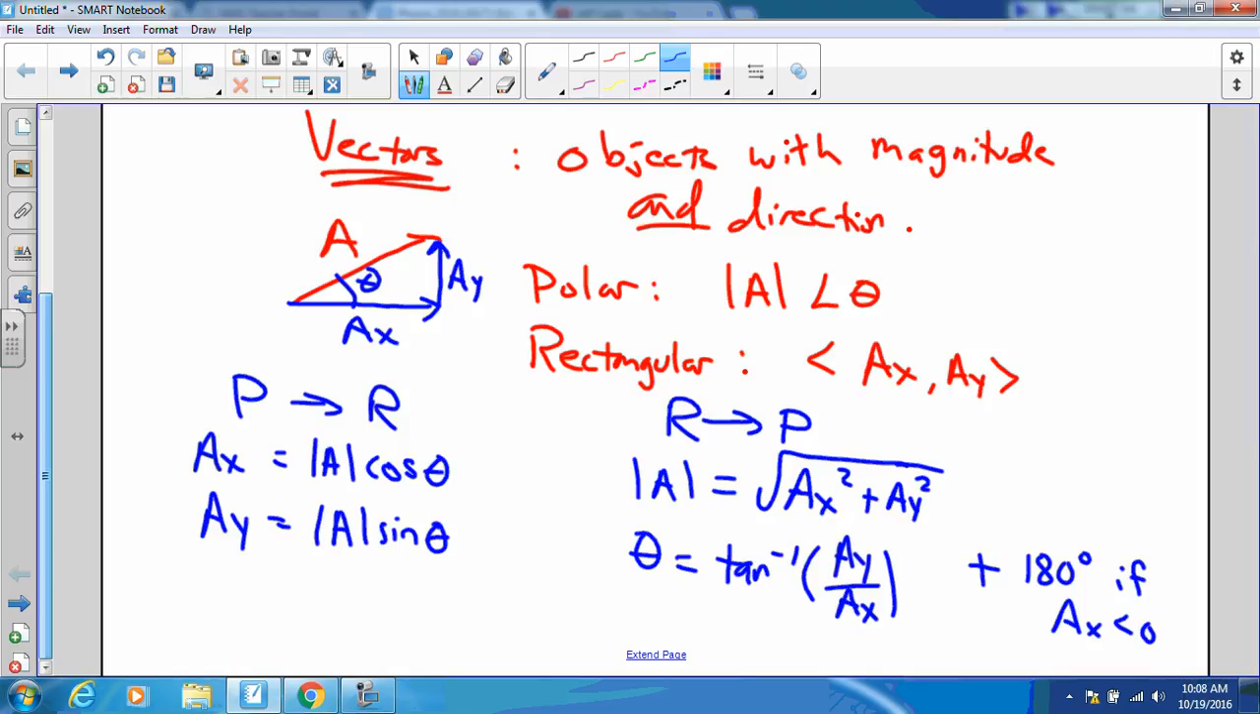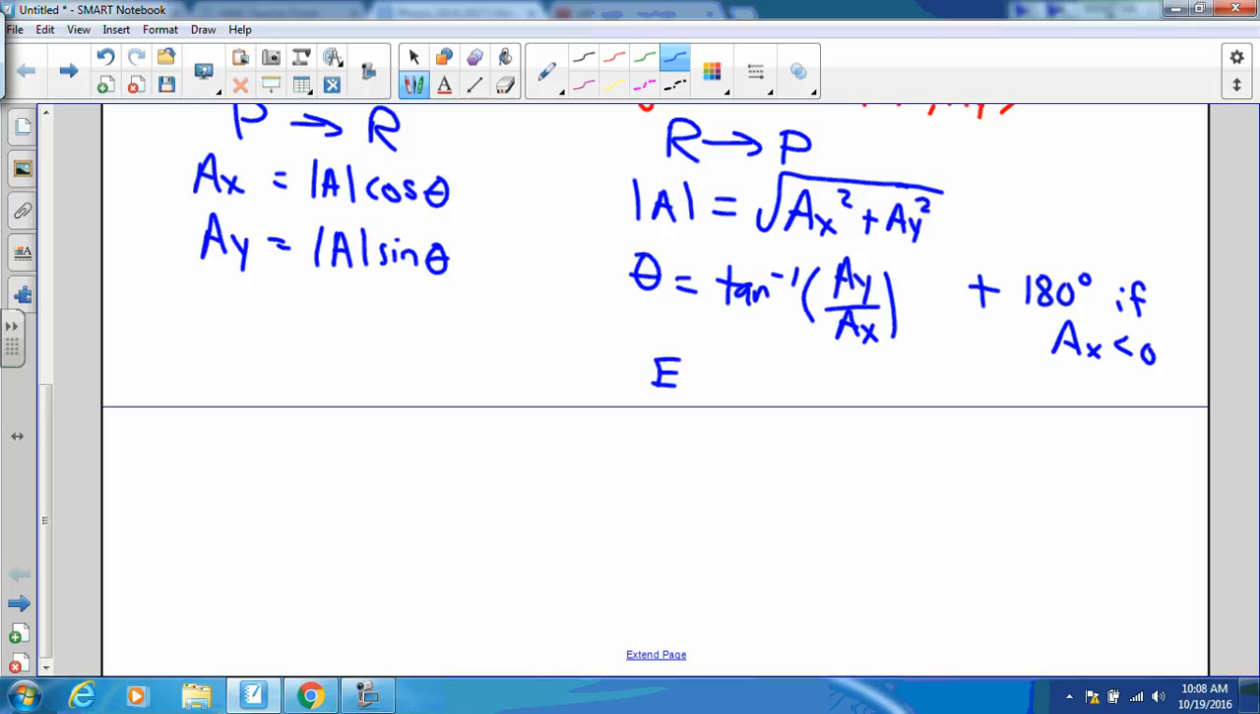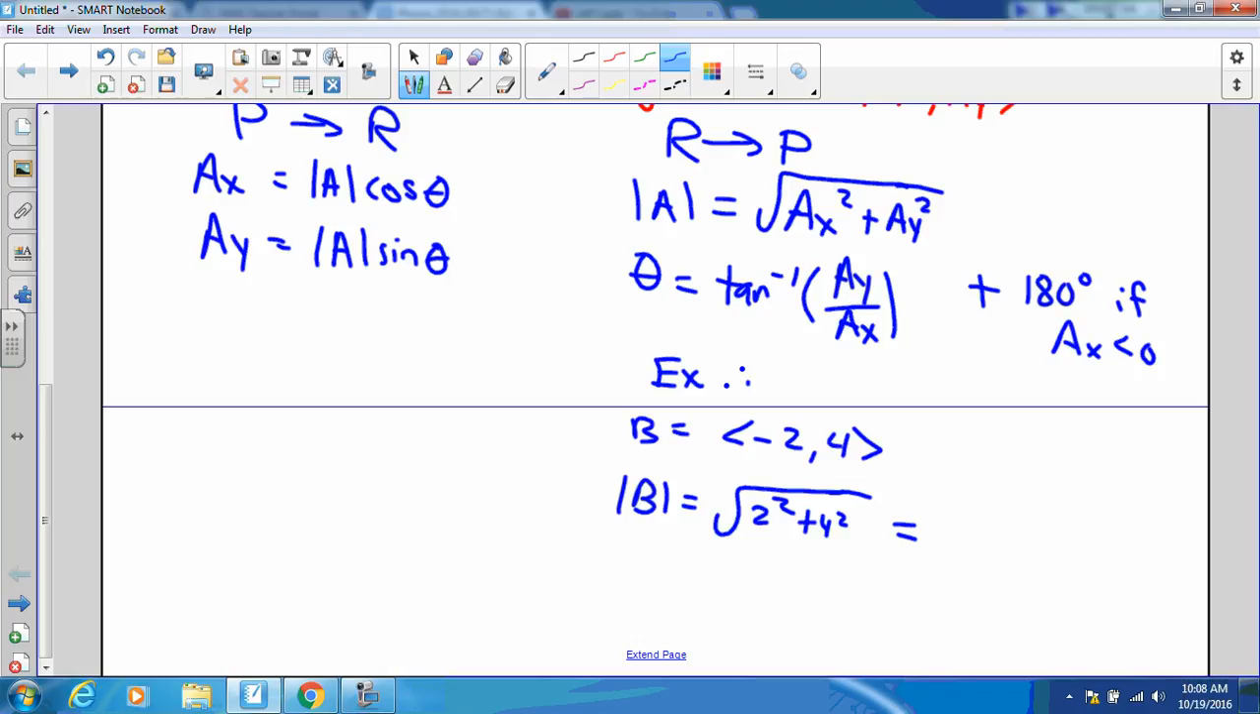And a little bit of common sense goes a long way here. If you are looking at a vector that is -2, 4, and I ask you, okay, put that in polar form, you can find the magnitude, let's call this vector b. Then the magnitude of b is going to be the square root of 2 squared plus 4 squared. How come I don't have to include the minus sign? Negative 2 squared is the same as 2 squared. And that gives me the root of 20.